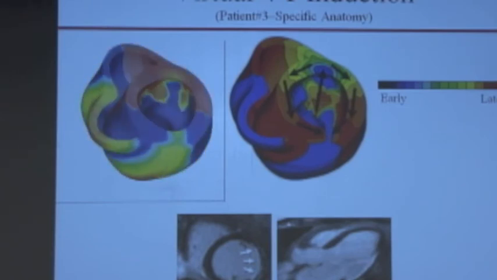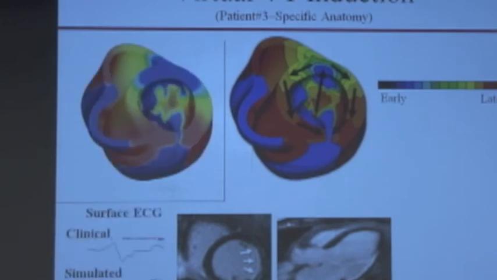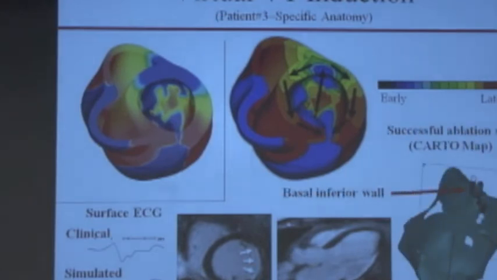And then you say, well, okay, is that really where the VT is? And so basically, here's some more information. The clinical and the simulated ECGs are very similar. It almost looks like this is low-pass filtered, but it's not too bad. But the real thing was the success site for ablating this, not knowing what the images looked like, was in fact right in this isthmus, if you will, right here. The basilar inferior wall was a success site for the ablation.